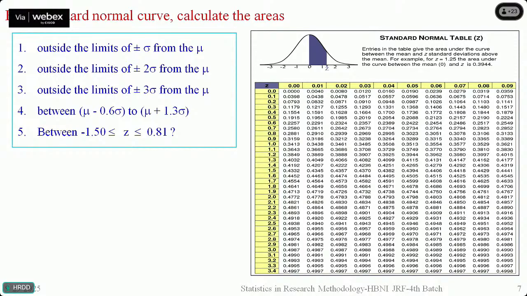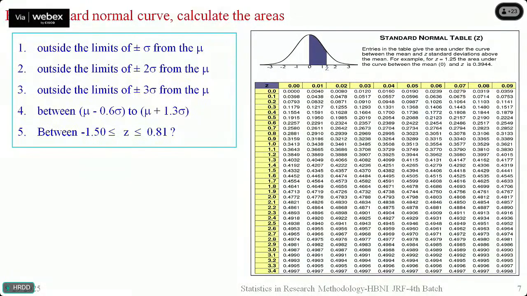We have defined Z as x minus mu by sigma. So if you have to calculate the Z value from this, it will be 1 for the first one. You have to read the corresponding value of the area. That will be 0.3413. You have to first find out what is the value of Z. Now you have understood it is 1. So the leftmost ones are Z values, starting from 0.0, 0.1, 0.2 like that.